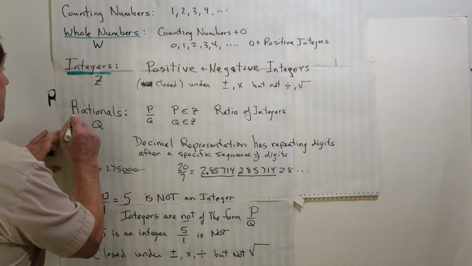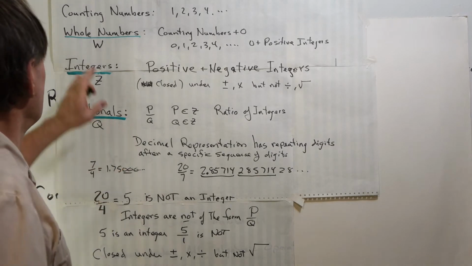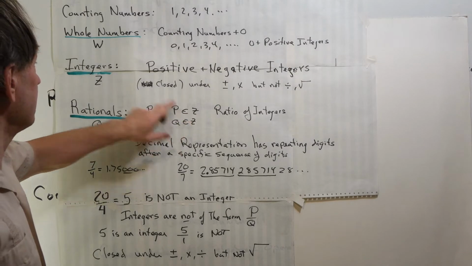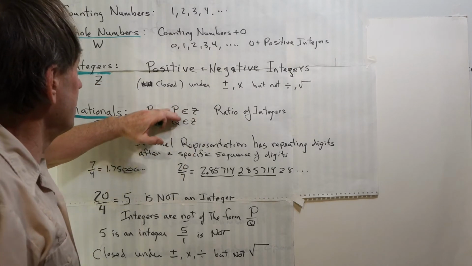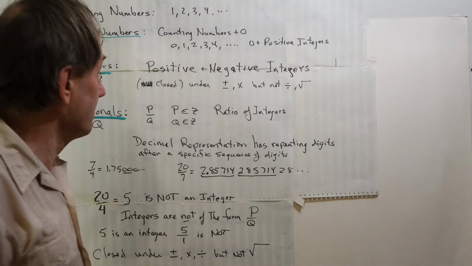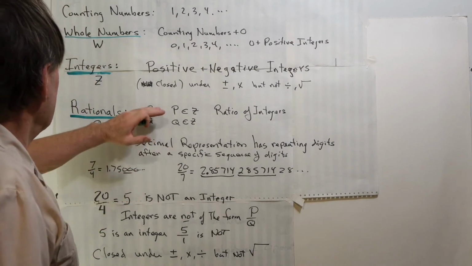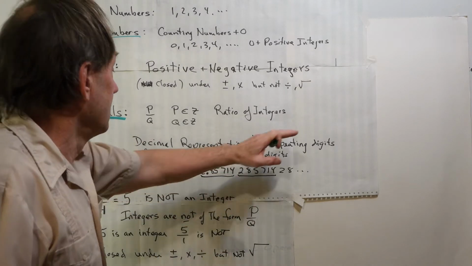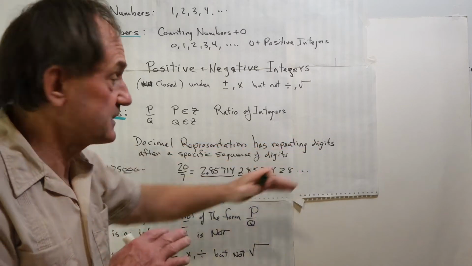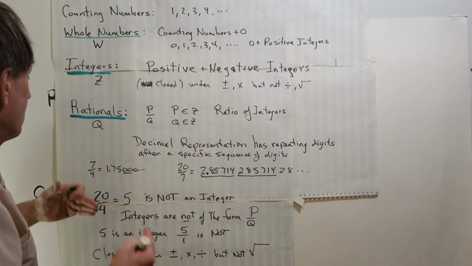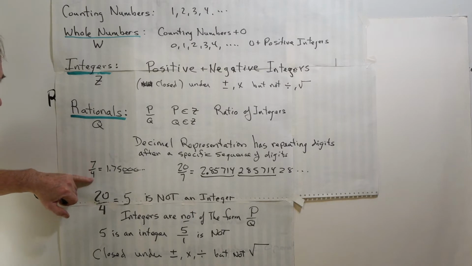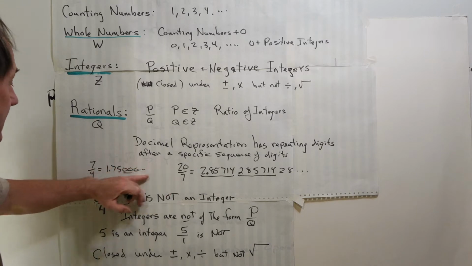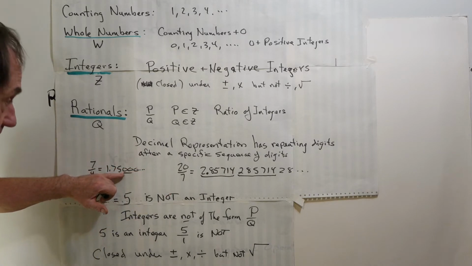Now if we ratio two integers, p over q, where both p and q are elements of the integers, we have what we call rational numbers. The decimal representation of a rational number has a repeating sequence of digits after a specific point. For example, 7 divided by 4 is 1.75000. So it repeats zeros after the third digit.